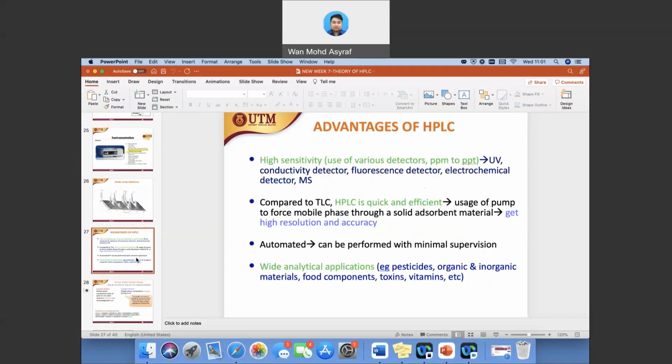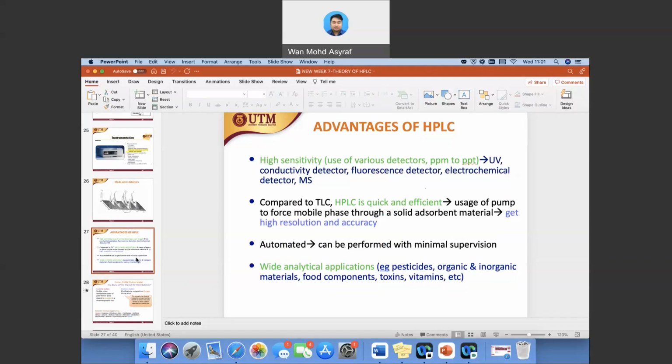All right. So, what are the advantages of HPLC? Okay, HPLC has a high sensitivity. It has various detectors, where various detectors have various detection limit sensitivity. There are some detectors which are just parts per million, but there are some detectors that are much better, with much more enhanced sensitivity up towards parts per trillion. Okay, so UV, conductivity detector, fluorescence, even mass spectrometry can also be combined with HPLC.